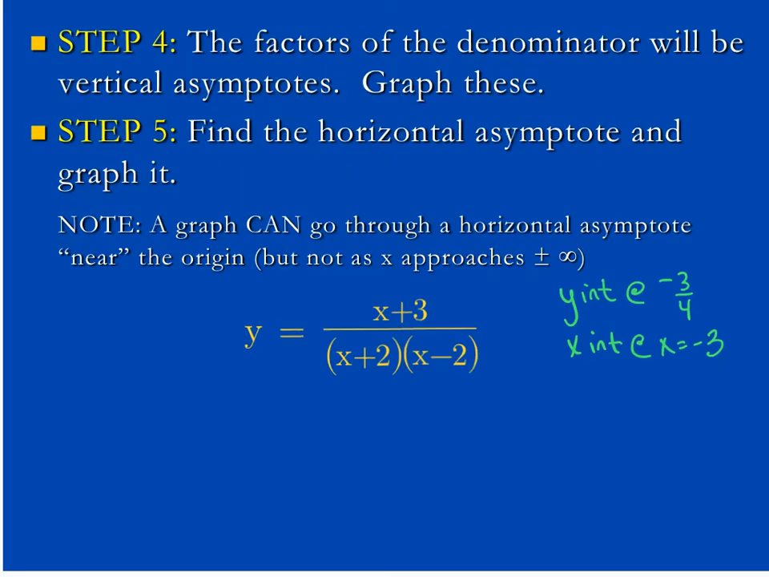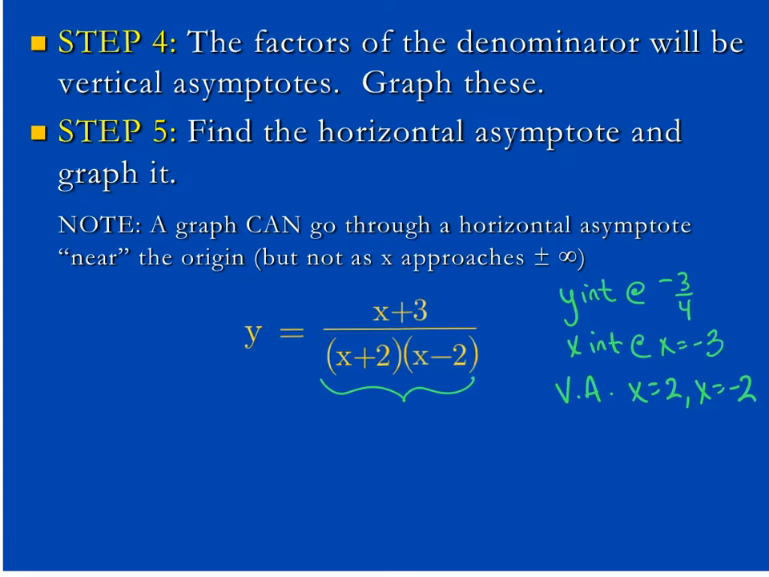Okay, step 4 has us find the vertical asymptotes, and for that we focus on the factors in the denominator. As we know, the denominator of a fraction cannot equal 0, or else the fraction is undefined. And so the two values that will make the denominator 0 will end up being our two vertical asymptotes. So we're going to have vertical asymptotes at x equals 2 and x equals -2.